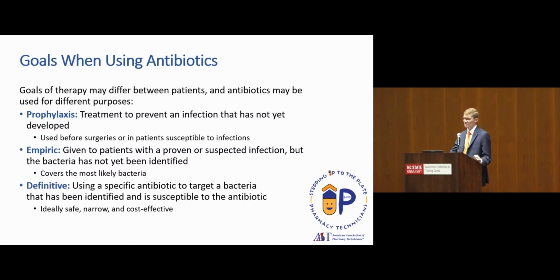Empiric antibiotics are going to be used when we know or suspect that someone has an infection and we're not exactly sure what it is yet. But we want to use something that is going to cover all of our bases and cover all of the most likely bacteria that it might be. And then definitive therapy is when we've identified what the causative bacteria is, and we can go ahead and use something more narrow and less broad and target just that specific bacteria, because we know what it is, so we don't have to cover everything. We can just cover what we know that it is.